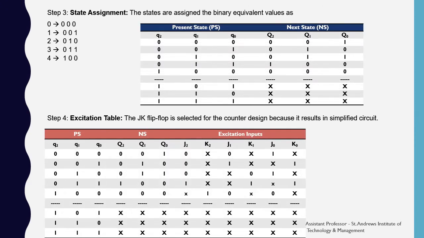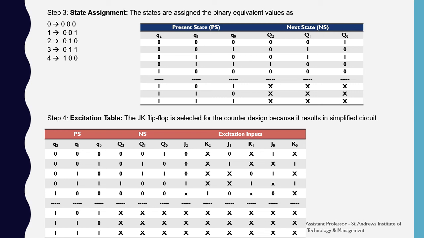Now in step 3, I am assigning the binary equivalent to these states. So it is the same state table as in step 2, but now the decimal numbers have been replaced by the binary equivalents. In the present state we have the 3 bits Q0, Q1 and Q2, and in the next state also we have the 3 bits Q0, Q1 and Q2. You can see that we have split the table after the 5 states, that means 0, 1, 2, 3, 4. You are getting the don't care outputs from the next state, because after this the table will be reset.